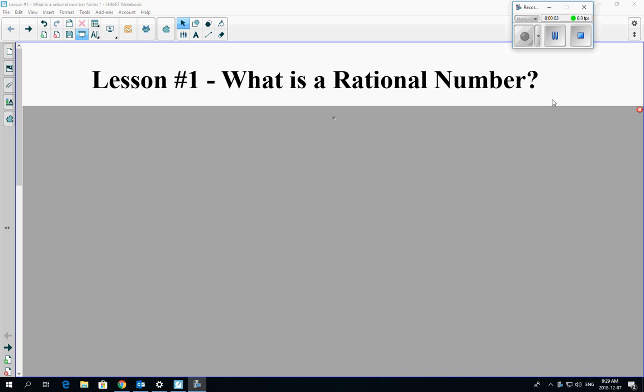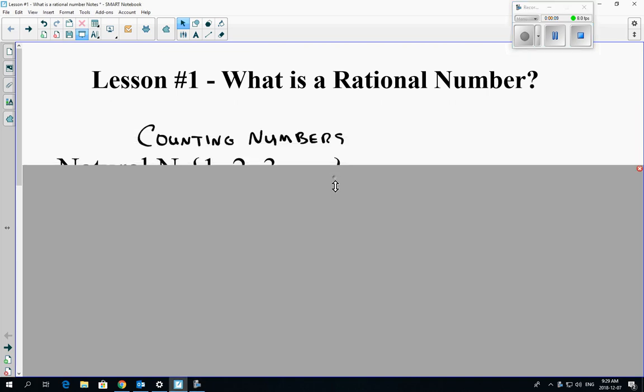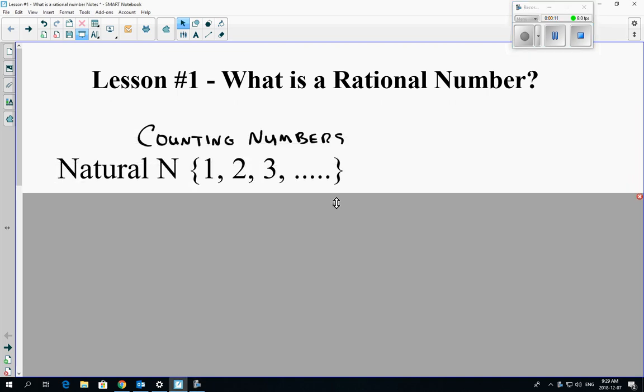Okay, we're going to start with lesson one, basics. What is a rational number? There's different levels of it here, so we're going to start with what's known as natural numbers. These are known as counting numbers. Basically, how we start, we got one, two, three. The dot, dot, dots mean we go on forever to infinity.